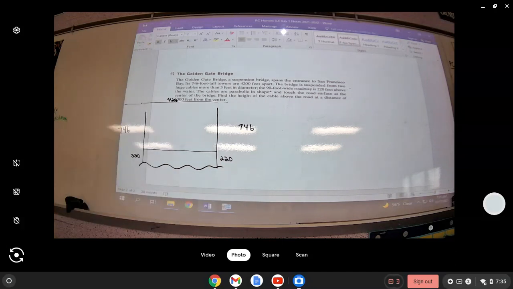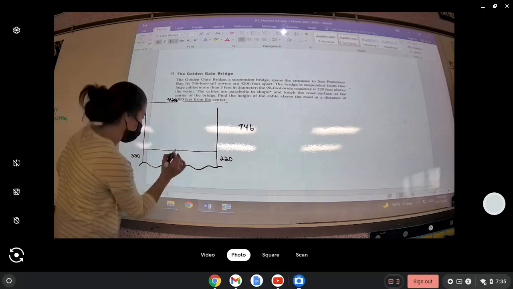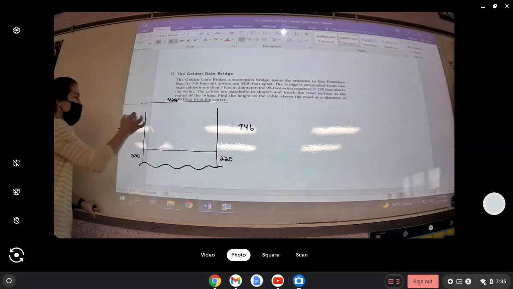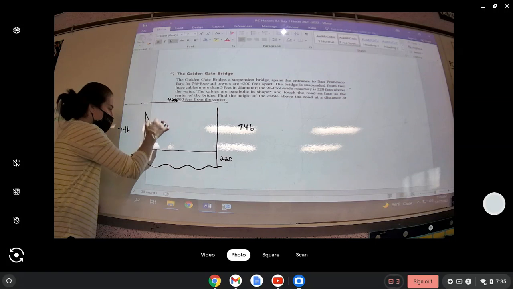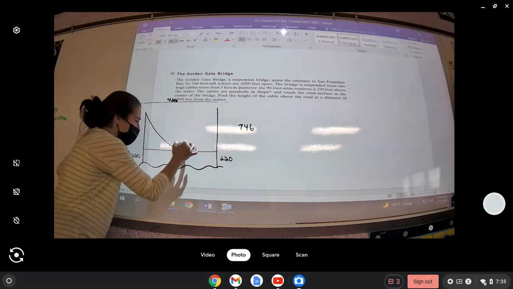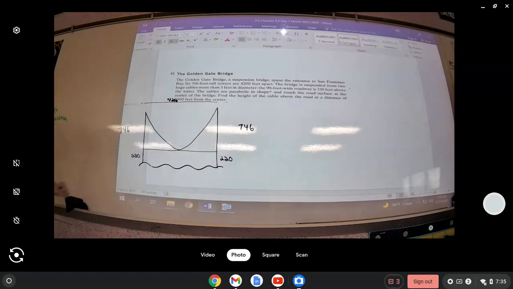Now, the fact that it's 90 feet wide doesn't seem to be an issue for me. I don't think we're going to need that piece of information. The cables are parabolic in shape, and they touch the road surface at the center of the bridge. Here is, let's say, the center of the bridge. Your cables are parabolic in shape, and they touch the roadway at the surface.